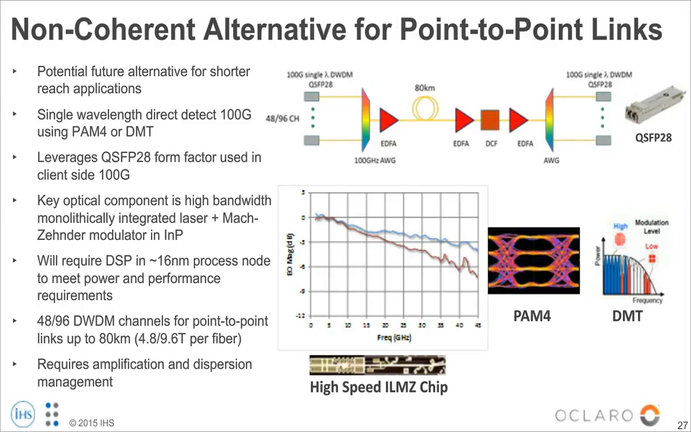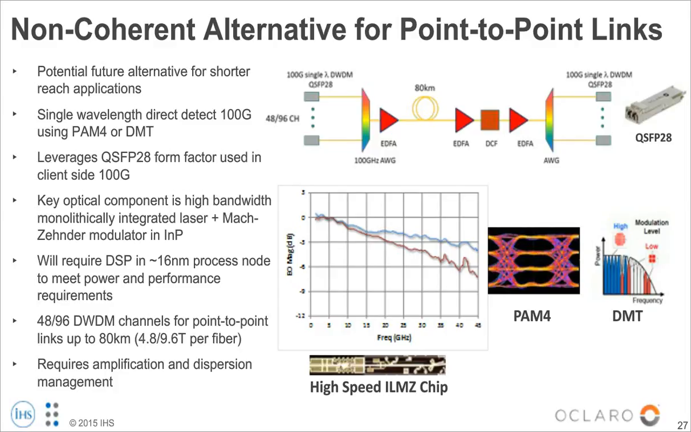Here, you're looking at an alternative where you basically go into the QSFP28 form factor, which is obviously what's being deployed inside the switches in the data centers now. And you do a single wavelength DWDM QSFP28 that you then multiplex via an AWG and go through a dispersion compensated link, amplified and dispersion compensated. And that way you can really do point-to-point links for tens of kilometers, maybe up to 80 kilometers, using either PAM4 or DMT.